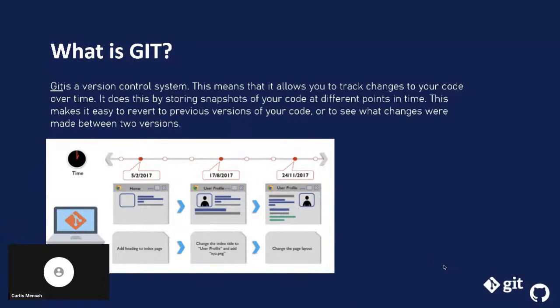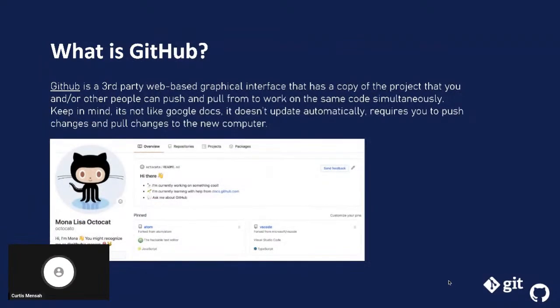Next, we would look at GitHub. So we get back to the question: what is GitHub? GitHub is a third-party web-based graphical interface that has a copy of your project, and it keeps track of what we push or pull.